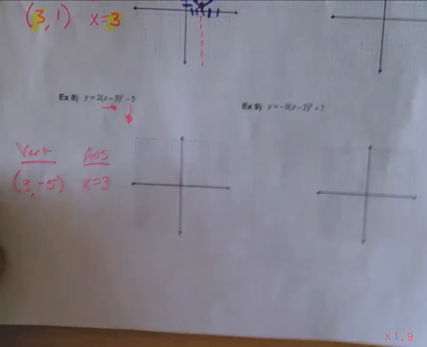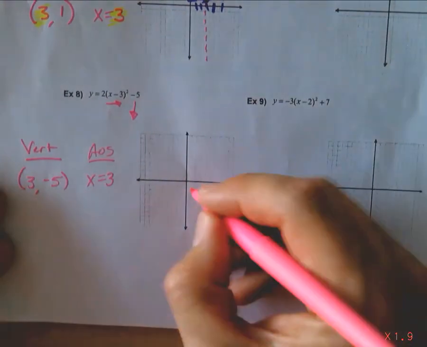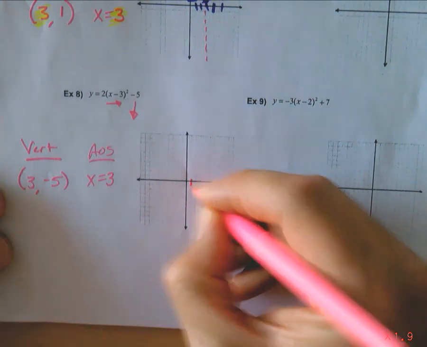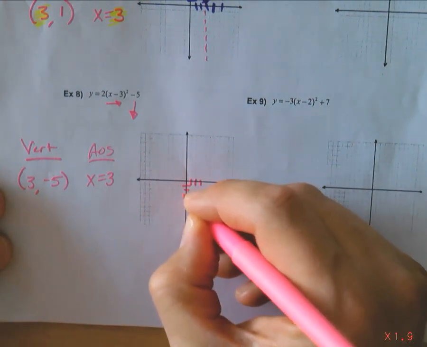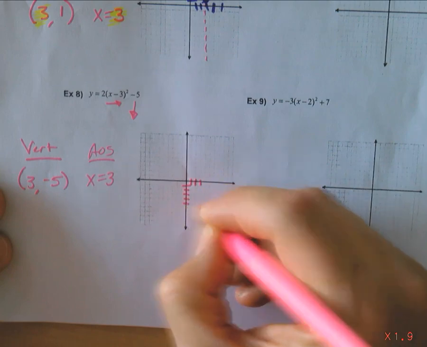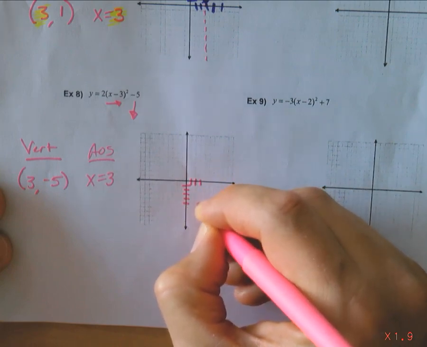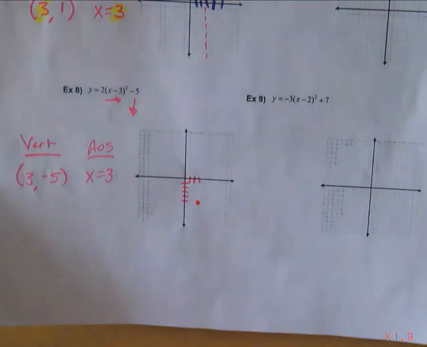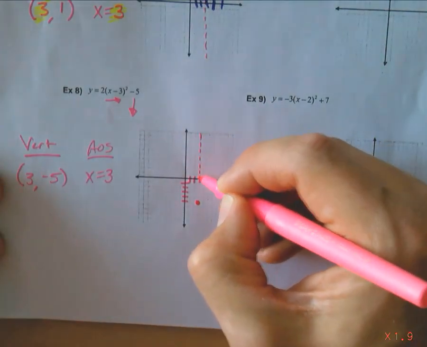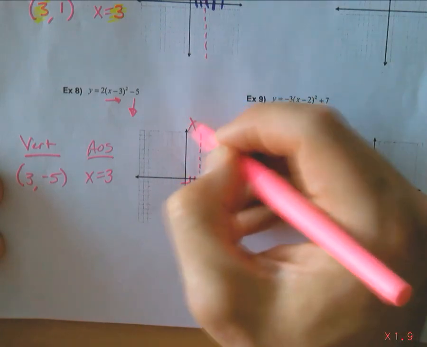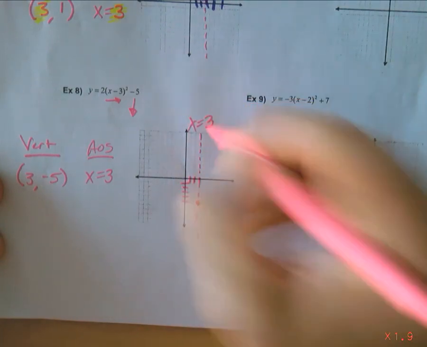So let's go ahead and I like graphing that first. Okay, so let's count over 1, 2, 3, and then down 1, 2, 3, 4, 5. Sorry, the graph paper didn't turn out great there. Okay, so that's my vertex, and then there's an axis of symmetry that goes right through that at x equals 3. Okay.